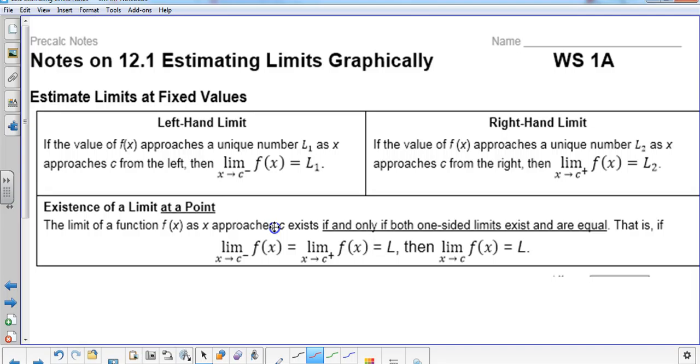You have this in your notes. We're finally going to talk about our notes here. This means as it approaches c from the left, as it approaches c from the right, and the existence of a limit at a point occurs if and only if both one-sided limits exist and are equal. Then if both the left and right approach L, the limit is L.